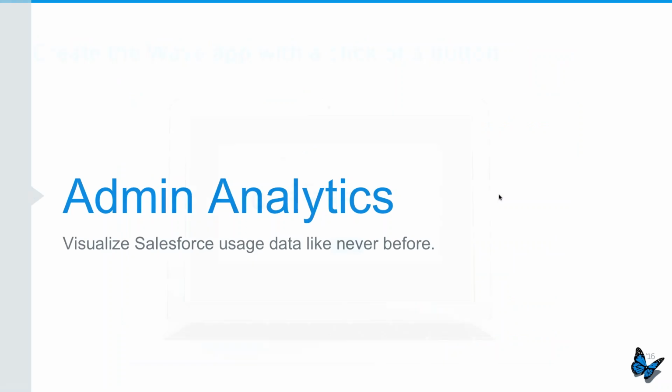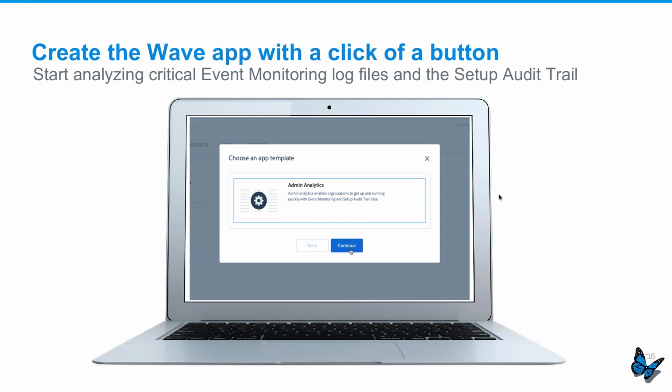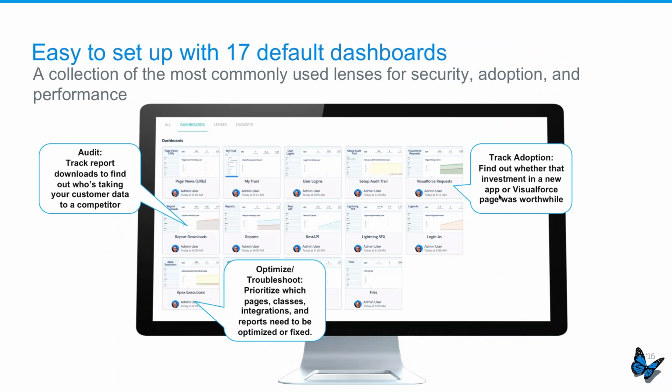So last but not least, we'll go into the admin, some admin analytics, and this is kind of a new feature. If anybody's been looking at or hearing about our events monitoring and logging product, this is what's coming out on it. So you can start analyzing and monitoring things and setting up an audit trail. There's 17 default dashboards that you can use to look at the most commonly asked for pieces, giving you lenses into the security, adoption, and performance of your particular org.